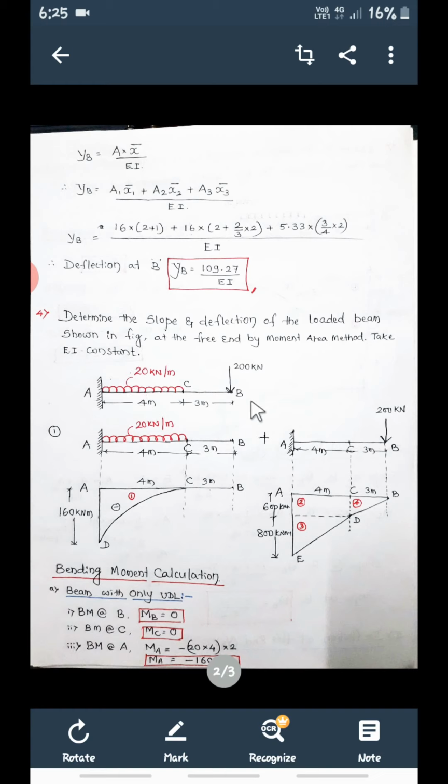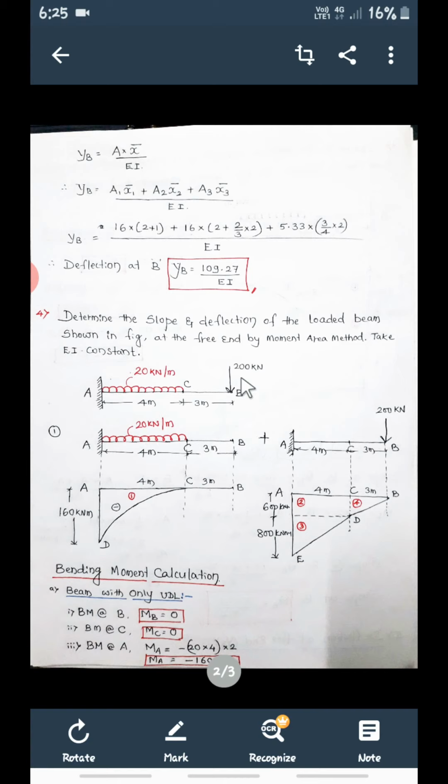One thing you can observe here from the previous problems we have solved. Here UDL is there, and a point load is also there. On the beam both types of loads are acting, not only one. In the previous problems, we considered either a point load or a UDL, not both simultaneously. But in this problem, UDL is there and point load is also there.